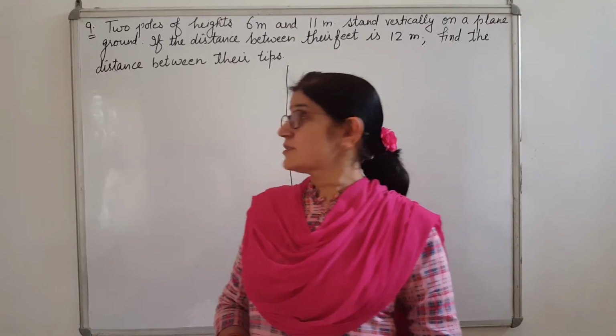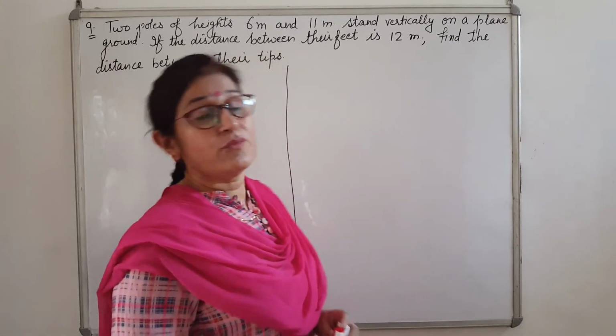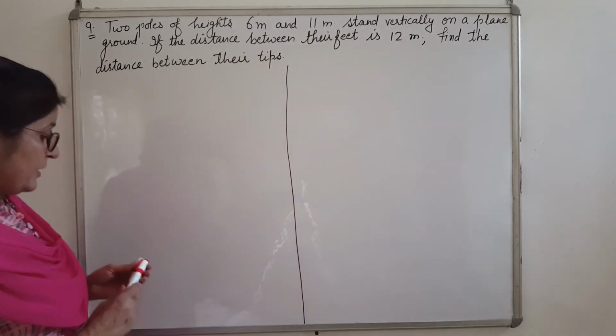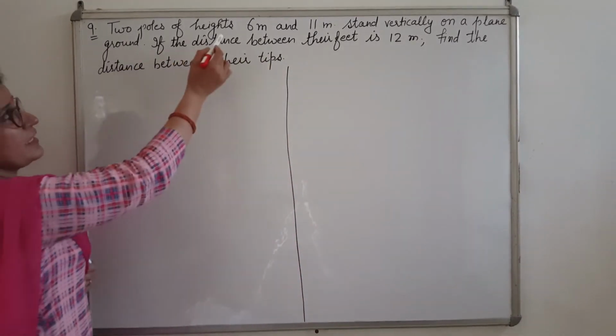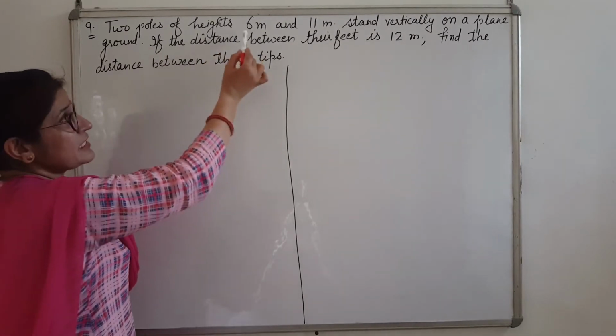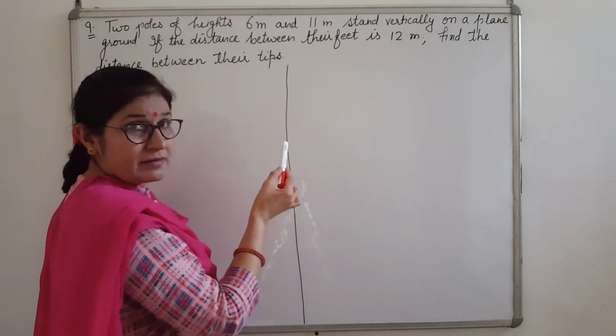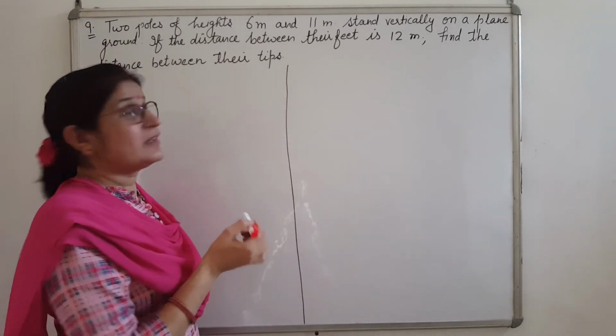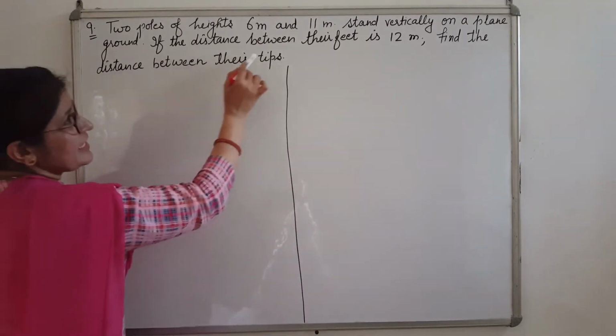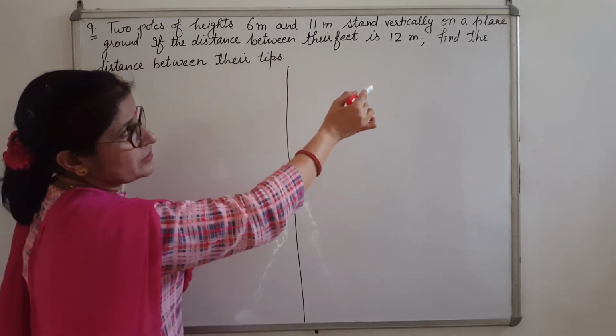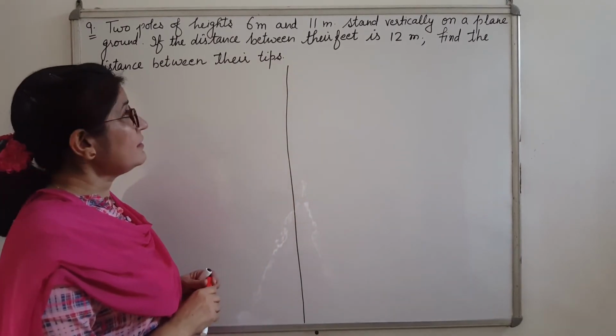Now our next question, question number 9. What is the statement of this question? In this question, two poles with height 6 meter and 11 meter stand vertically on a plane. That means they are making an angle of 90. The distance between their feet is given as 12 meter, and you have to find the distance between their tips.